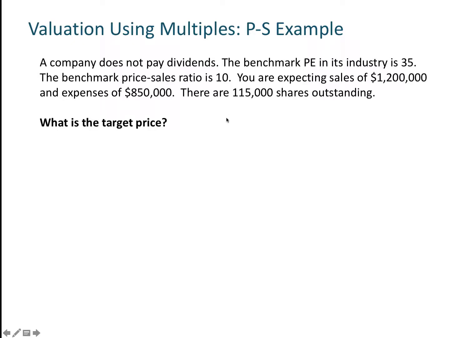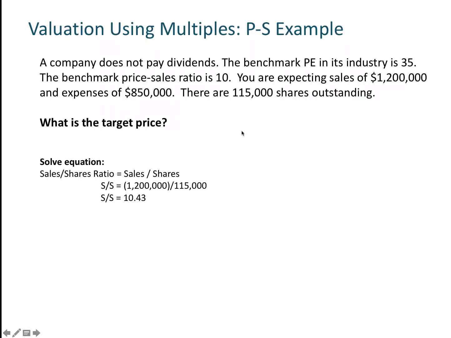What's the target price? You know how to do it using PE. We're going to show you how to do it using PS. So the first thing you got to have is your sales, 1.2 million, and your shares, 115,000. There's the variables, and it gives you a sales to shares ratio of 10.43.